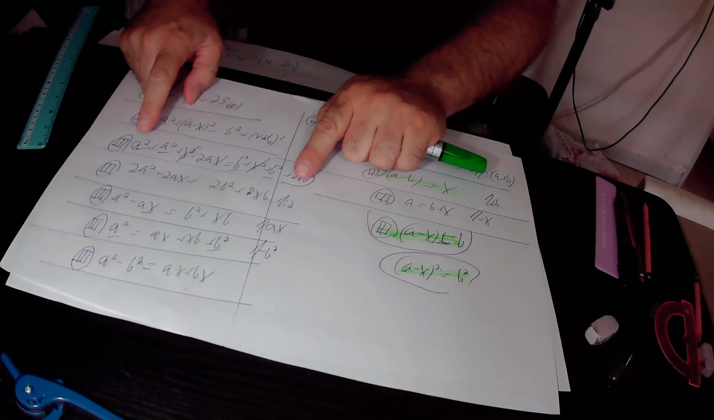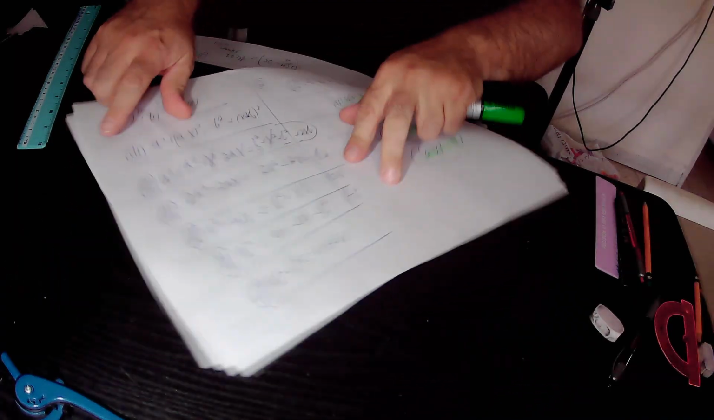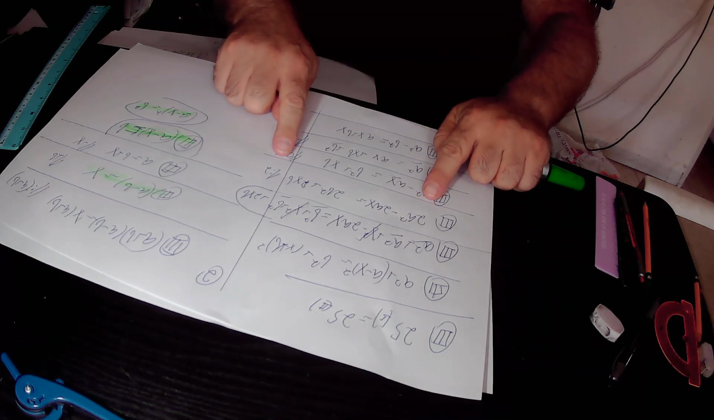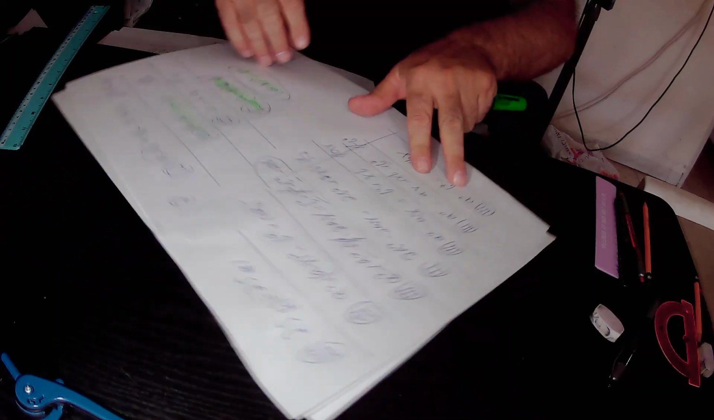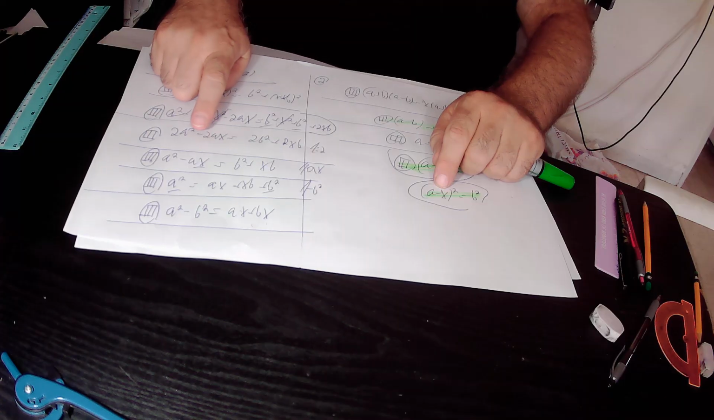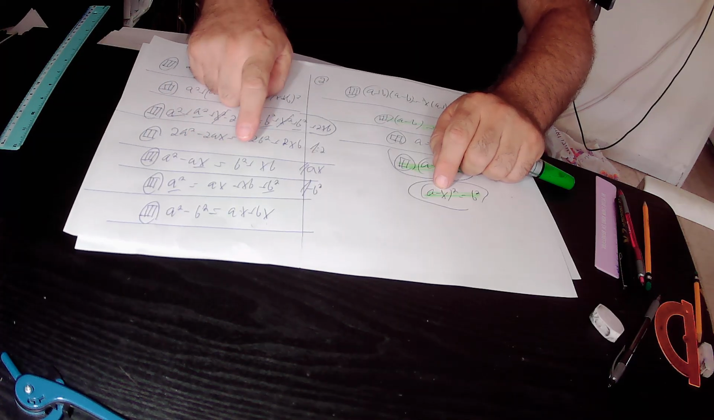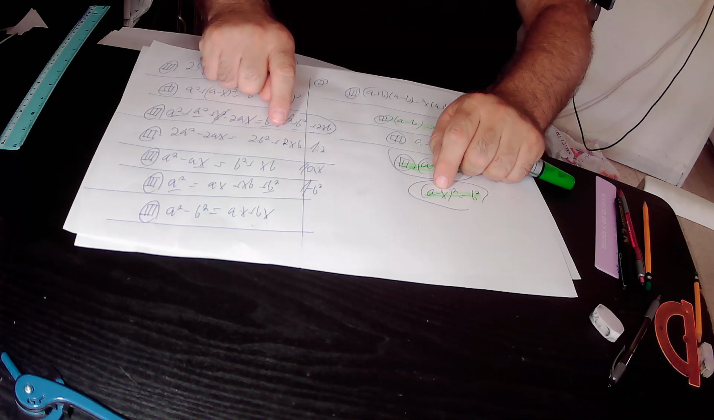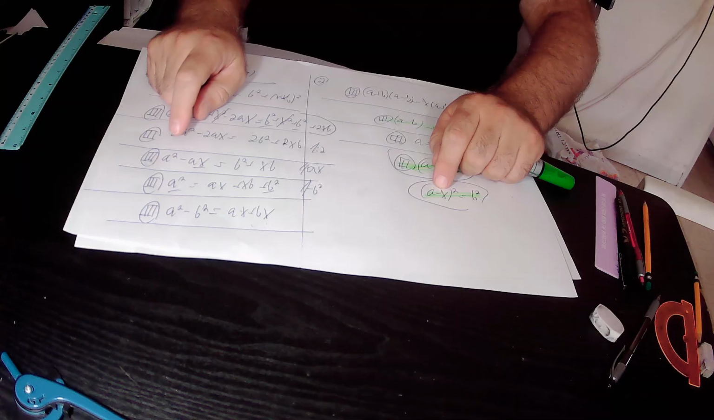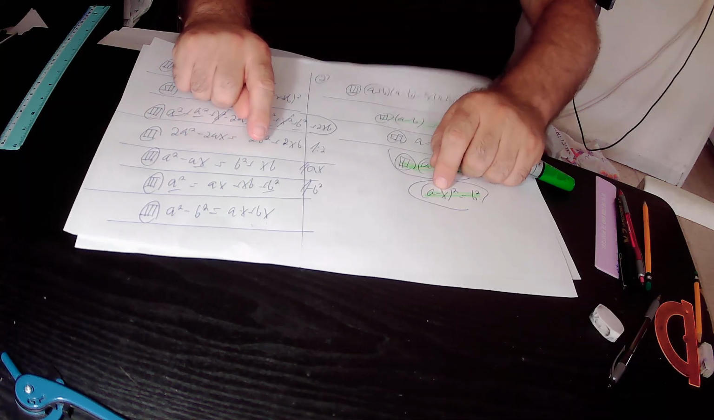Here we divided this equation 3 by 2, and finally found out that 2a squared over 2 is a squared, 2ax over 2 is ax, with the minus sign, minus ax, 2b squared over 2 is b squared, and 2xb over 2 is bx. So in total we found out that a squared minus ax equals b squared plus bx.